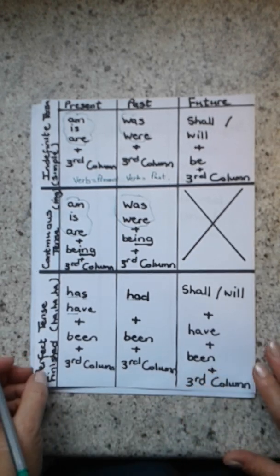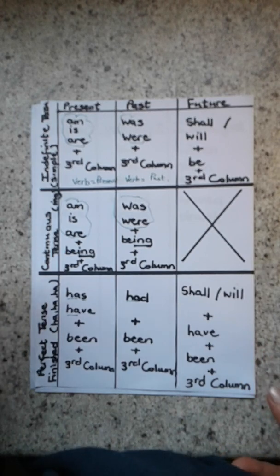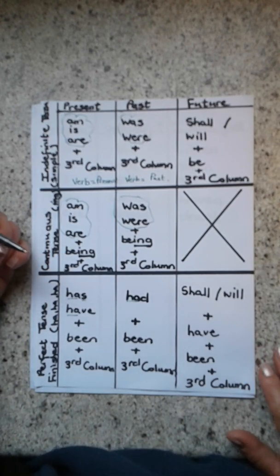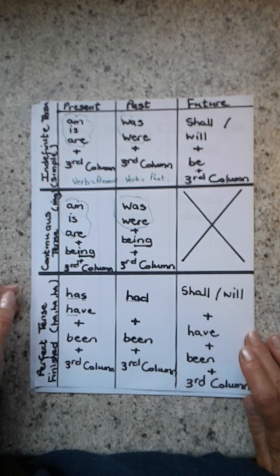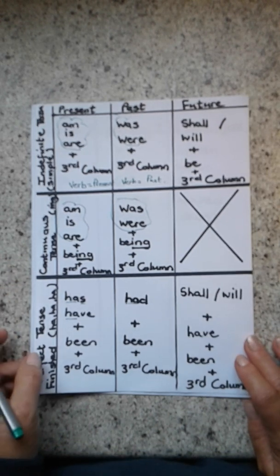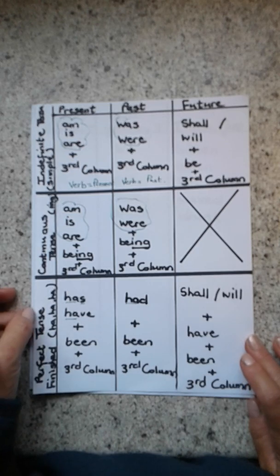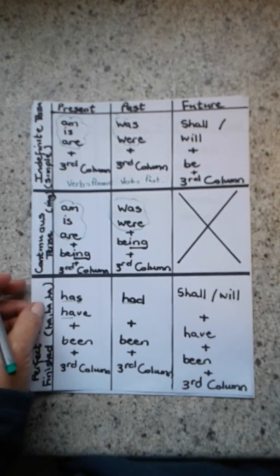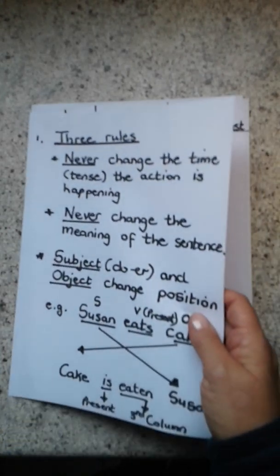Okay. So this you can please copy in your book with your heading active and passive voice. And then you can copy down the rules in your book before you do your exercises. The same with the reported speech. Right, let's move on to some of the rules.